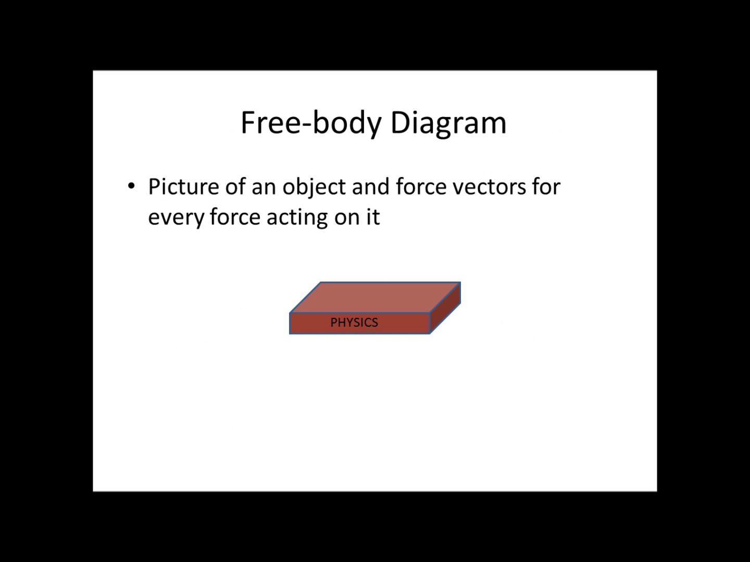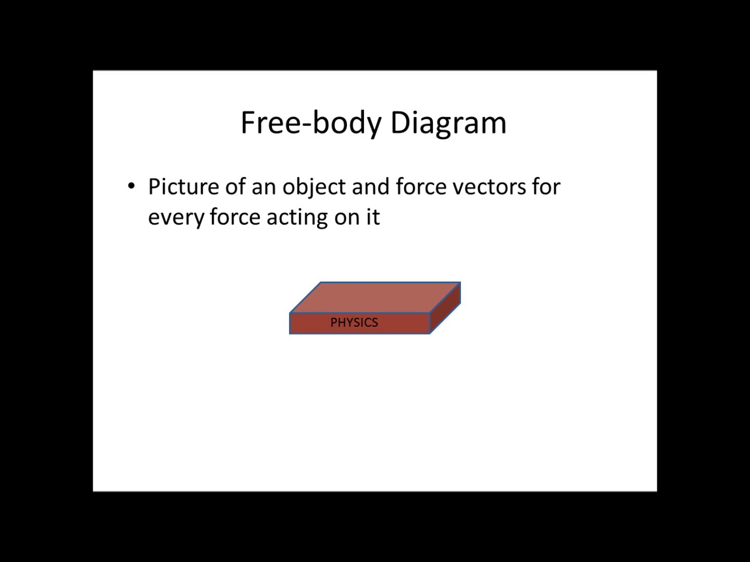Now, a free body diagram is a picture of an object that we want to talk about, and we draw the force vectors acting on it. Now, if we talk about a physics book sitting on a desk, if we're drawing the free body diagram for the physics book, we draw just the physics book. We don't draw the table that it's sitting on. We don't draw the chair in the room next to it. We don't draw the teacher standing next to it. We just draw the physics book.